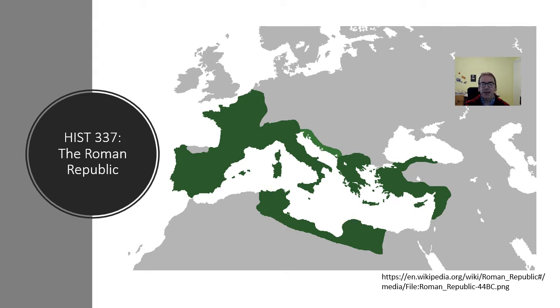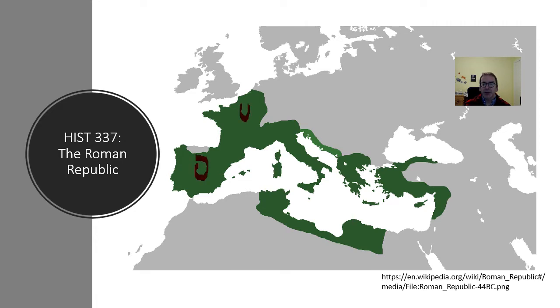What you're looking at here on this slide is a map of the Roman Republic at about its greatest extent, through the beginning of the empire with the rule of Augustus. And just so you can place yourself here, this is Spain.